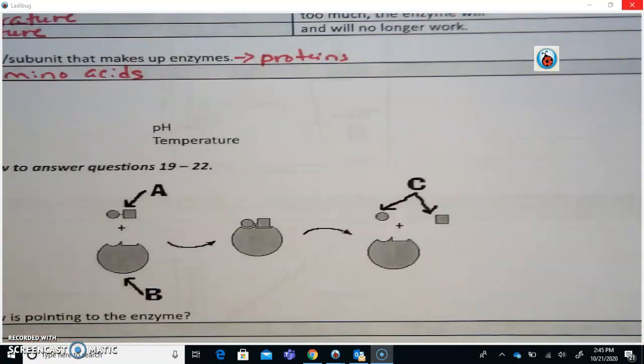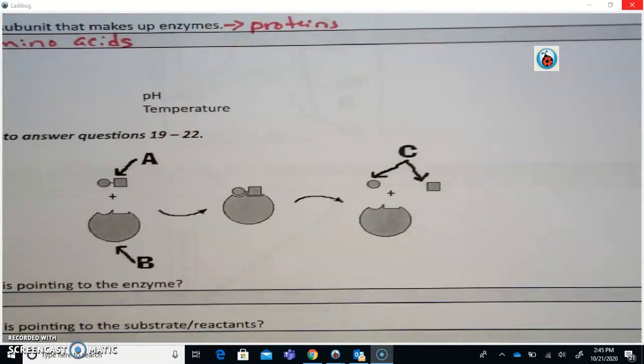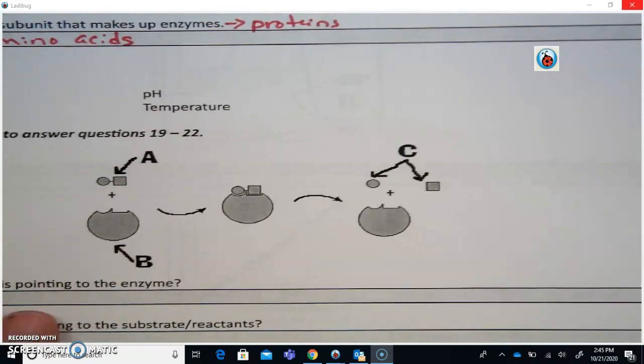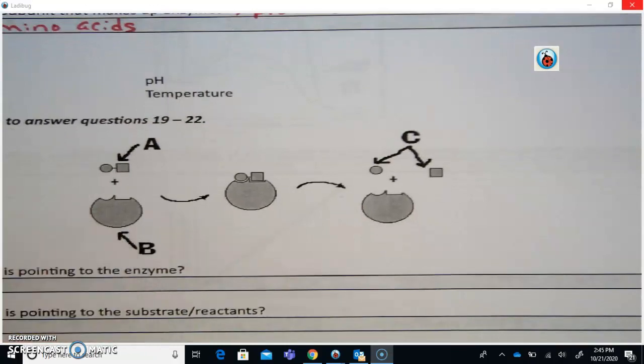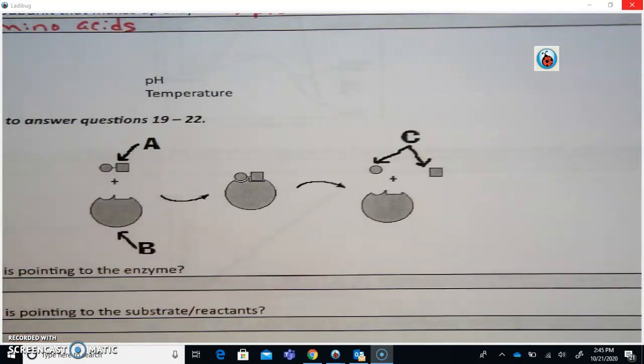Okay, here is a picture of the lock and key model. So which arrow is pointing to the enzyme? The enzyme is going to be B. Number 20, which arrow is pointing to the substrate or the reactants? That's going to be A.